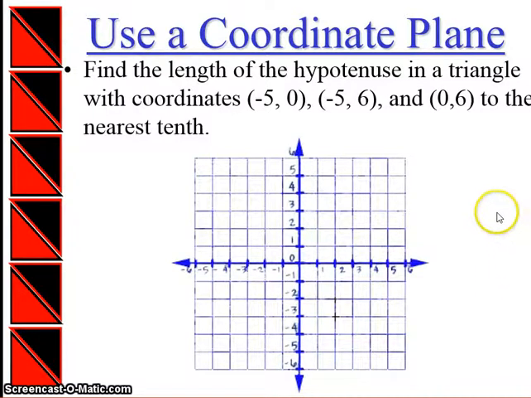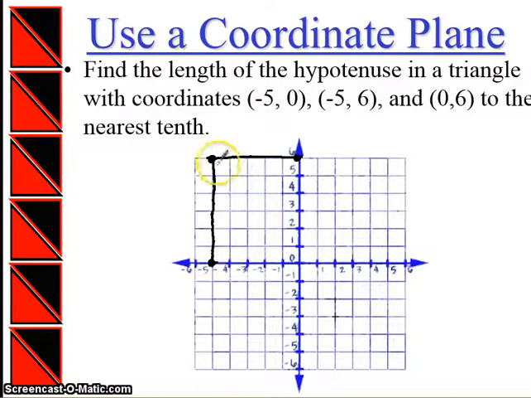Now let's look at how we could use this on a coordinate plane. Let's find the length of the hypotenuse in a triangle if the coordinates are (-5, 0), that's right here, (-5, 6), which will be here, and (0, 6), which will be here. If we connect them, we can see that they are a right triangle because this side is horizontal, this side is vertical, and you can even see right here in the corner, there's a right angle.